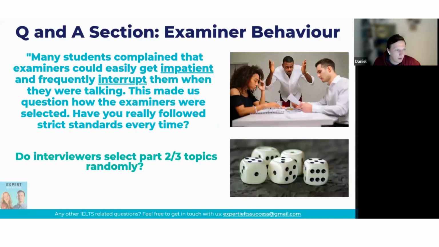All right. Examiner behavior. So many students have complained that the examiners get impatient and they interrupt the students when they're talking. This made us question how the examiners were selected. Have you really followed strict standards every time? So this came from our group of teachers. They asked us about this.